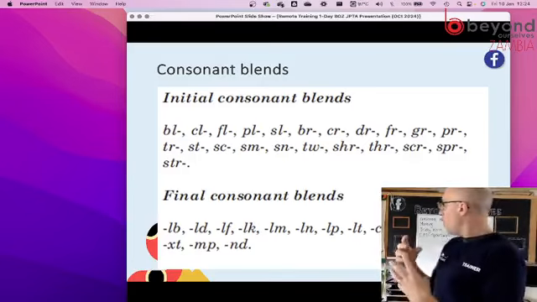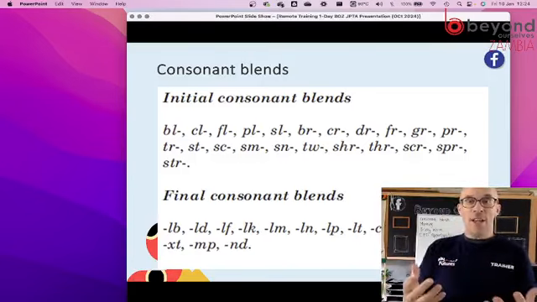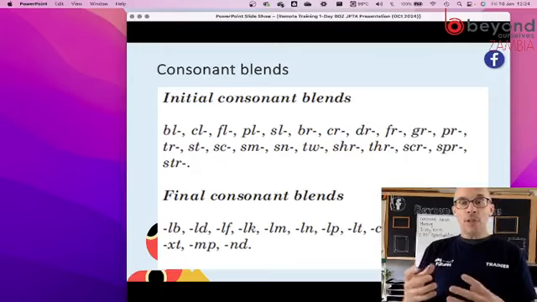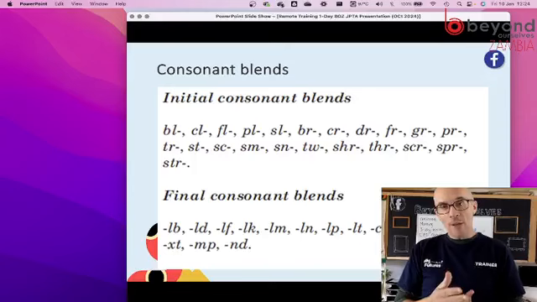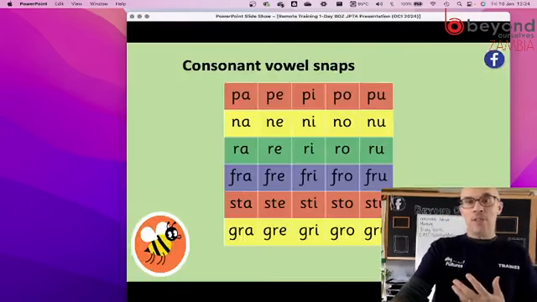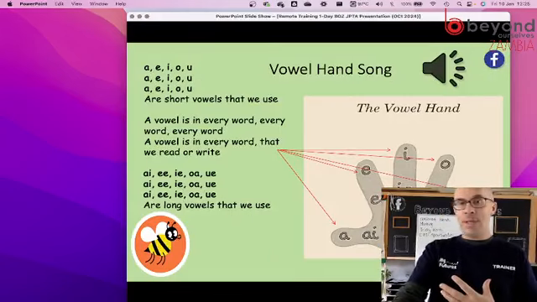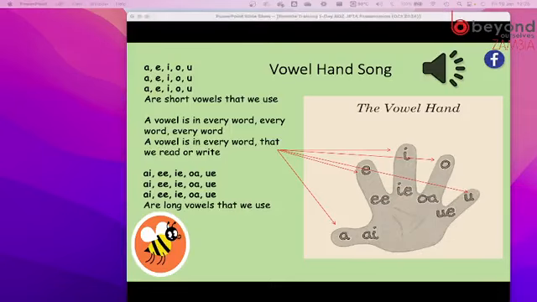Now, when we've been looking at learning the sounds, it's really important that you also make sure that you're practicing short vowels and long vowels with your learners. And that's where this comes in handy. Oh man, I did a pun again. I don't mean to do that. But this is the vowel hand song. It's a really simple song, but it's really effective for practicing short vowel sounds and long vowel sounds.